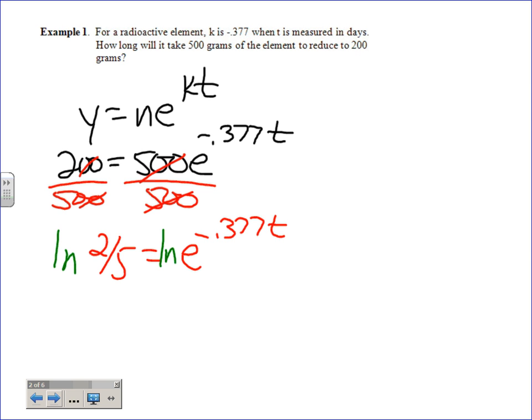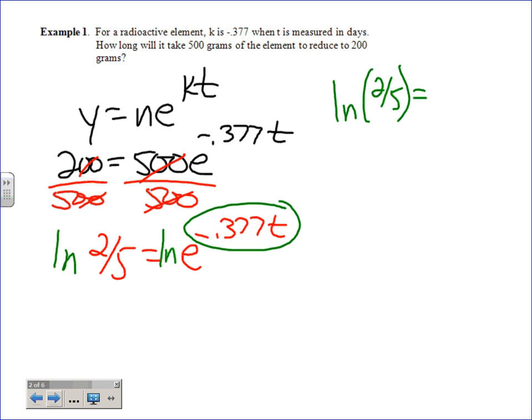Natural log of 2/5, is that something you should know off the top of your head? No, most definitely not. We're going to let the calculator take care of that. So natural log of 2/5, calculator, that's all you. And then what can we do with this negative 0.377t then? We took a logarithm of some kind, right? So where can I put it if I so choose? In front. And then it's the natural log of e.